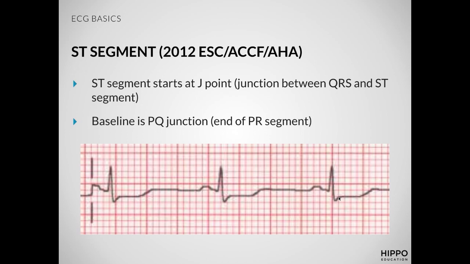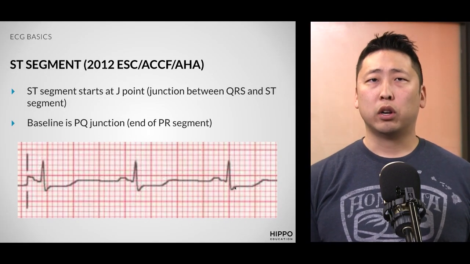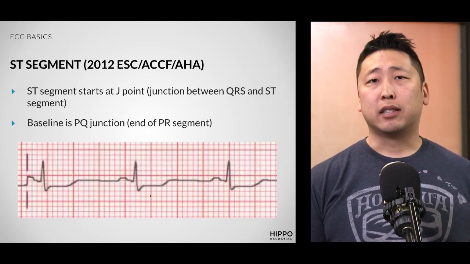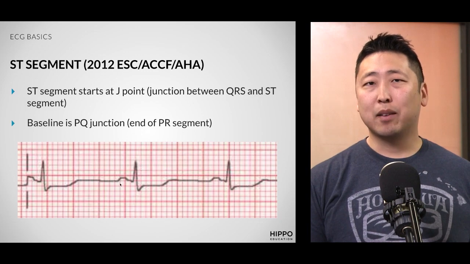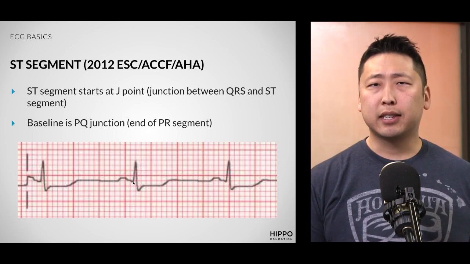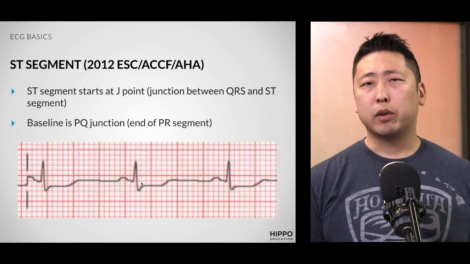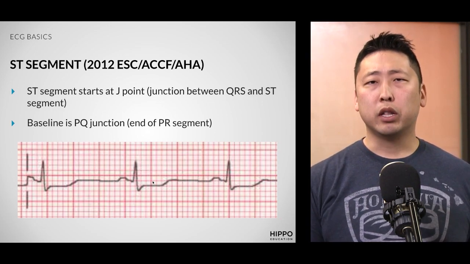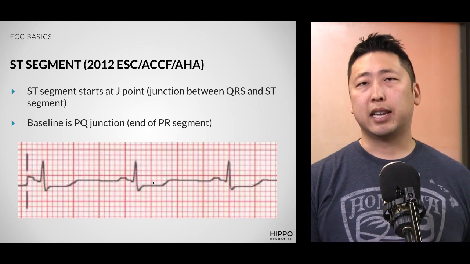But where's that reference point? Where's that baseline upon which you're comparing that depression or elevation? That baseline is the PQ junction. At the end of the PR segment, you can see right here as the QRS complex takes off, this is going to be your baseline from which you're going to be measuring. You can see about a 1 millimeter ST depression in this example.